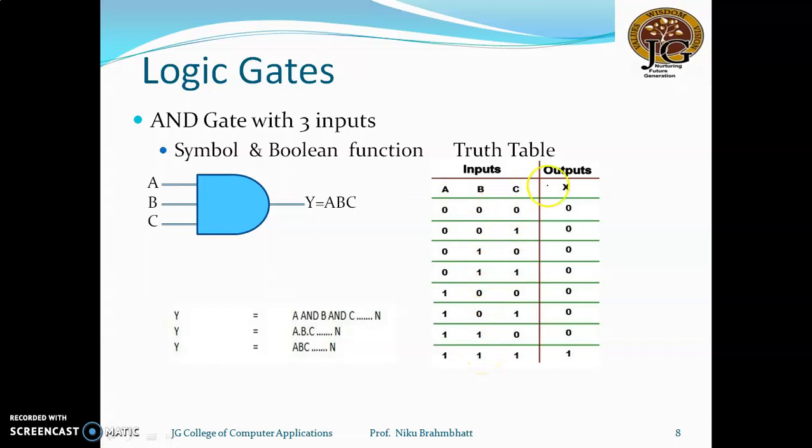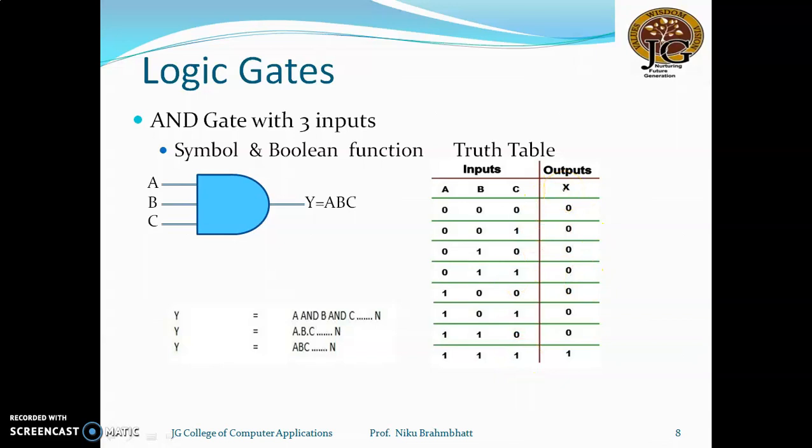And same way for the third column, the third input, find out where B is 0. How many times 0? 2 times. So 2 divided by 2 becomes 1. So put C 1 time 0, 1 time 1, 1 time 0, 1 time 1, and continue in that way. And then put the output.